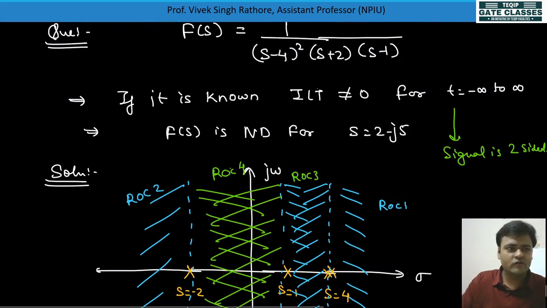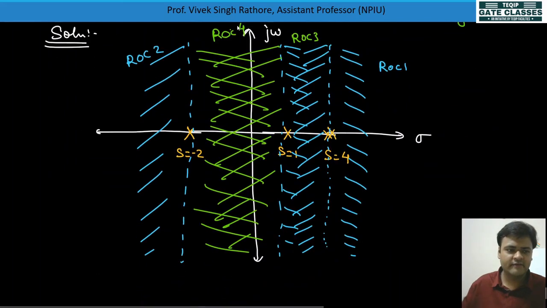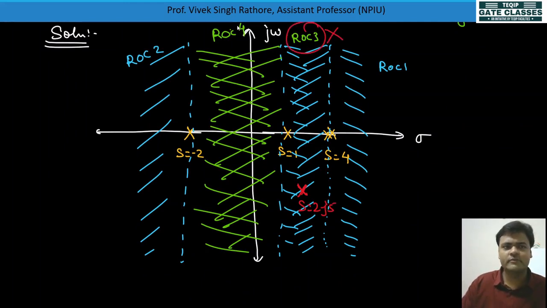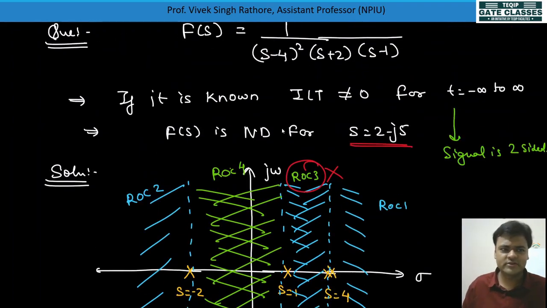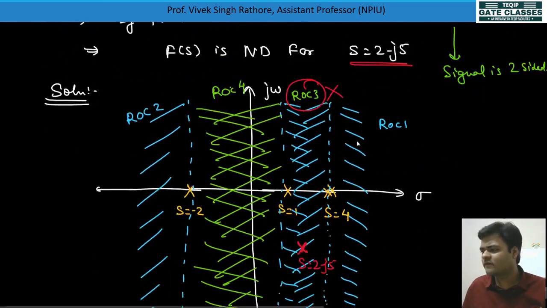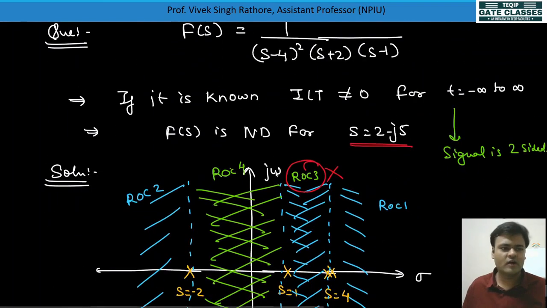And it has also been said that F of s is not defined for 2 minus j5. So s is equal to 2 minus j5, the signal is not defined, so definitely ROC3 will not be there. This question says that ROC3 cannot happen. So definitely what we are going to see is ROC number 4.